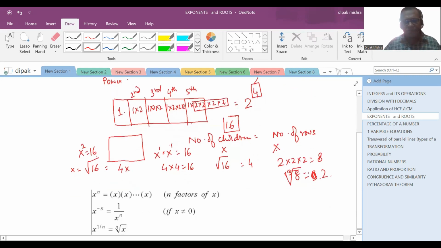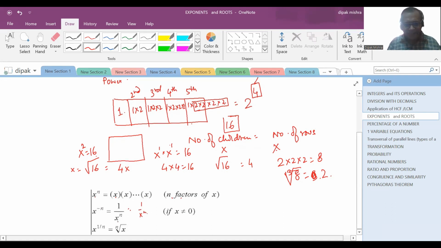So in summary, what we can say is that x raised to the power of n means x multiplied by x multiplied by x, so there are n factors of x. And x raised to the power of minus n is basically 1 by x raised to the power of n. This is a rule of powers.